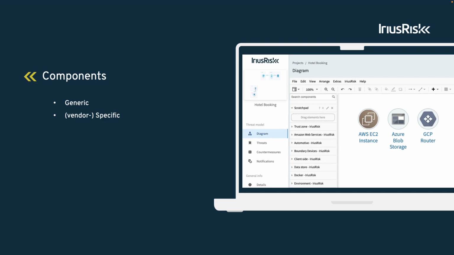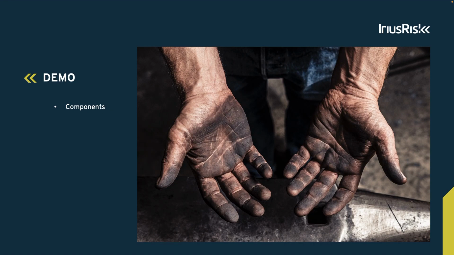a vendor's product offering. Whatever the case may be, the search function is here to help us find what we need. Alternatively, IriusRisk also has component categories that we can use. These categories logically group components together by technology, by topic, by vendor, or any other trait that unites them. Let's pop over to IriusRisk to see what this all means in practice.